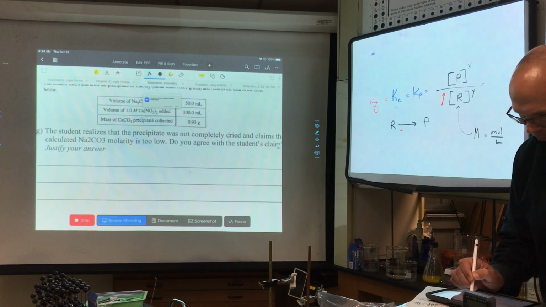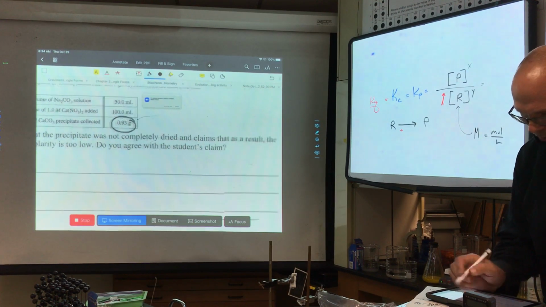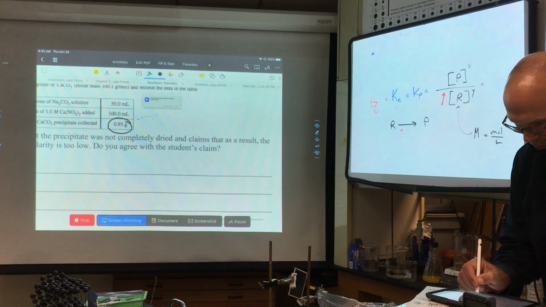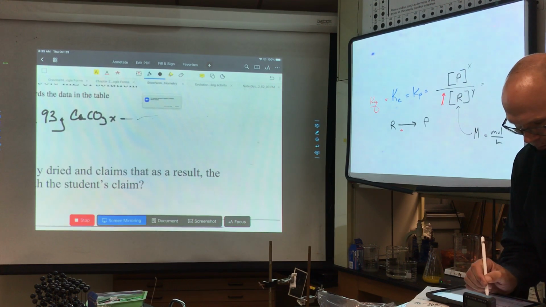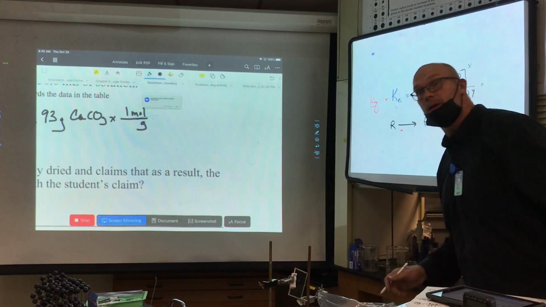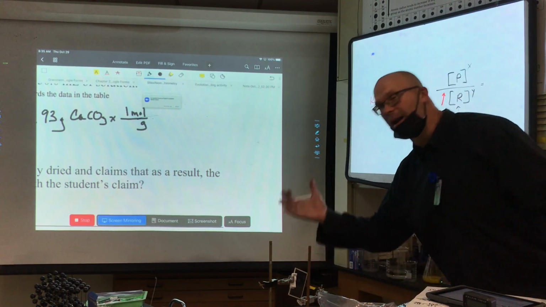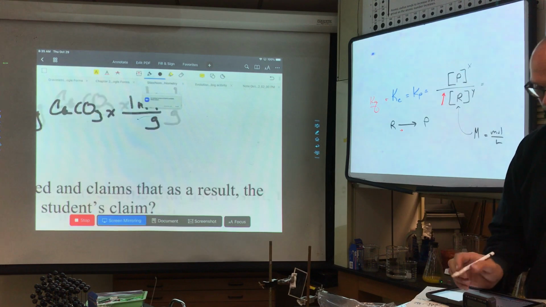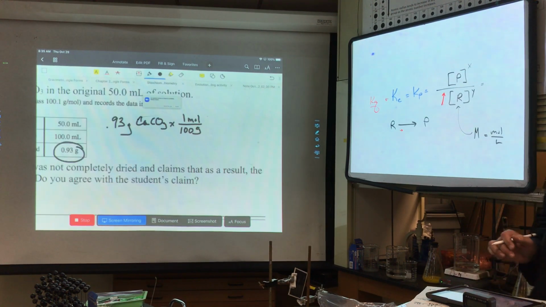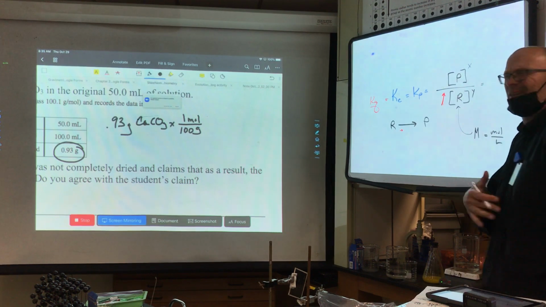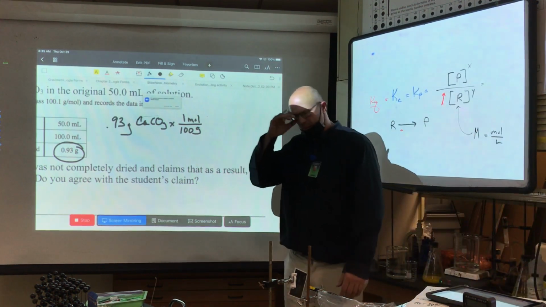We have the grams of our precipitate. And what do we know? 0.93 grams of calcium carbonate. Go into moles. 1 mole of calcium carbonate is how many grams? 100! Now we're doing some stoichiometry. You can't get in the door of the chemistry part if you don't know that one. Calcium carbonate molar mass was 100 grams.